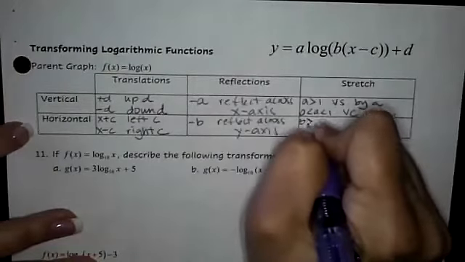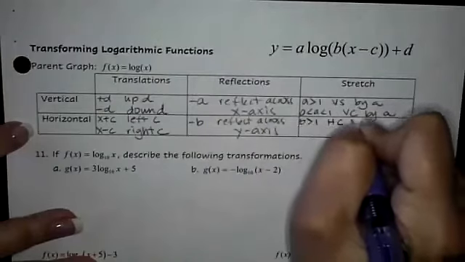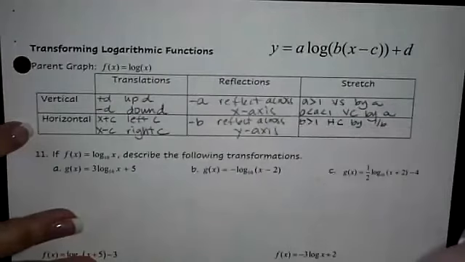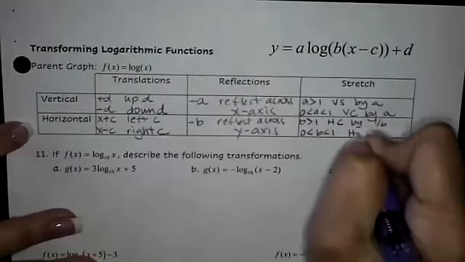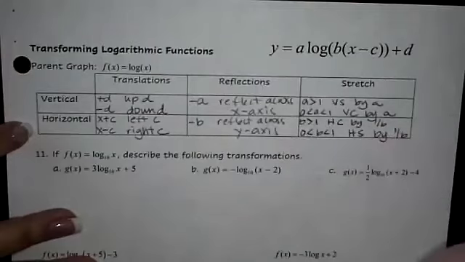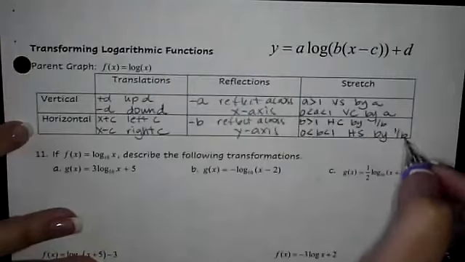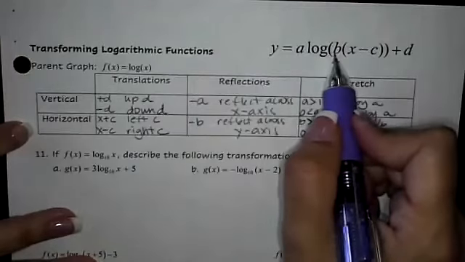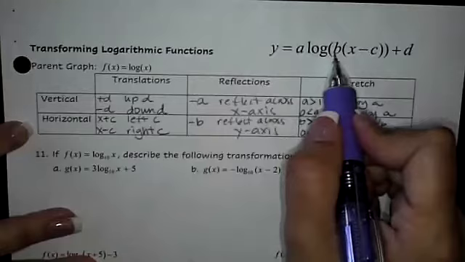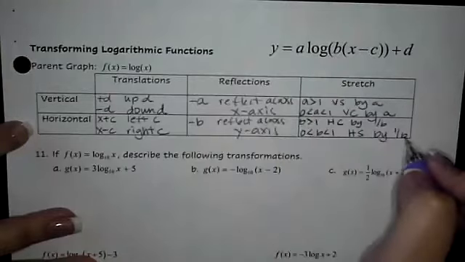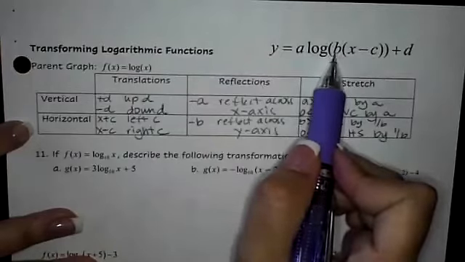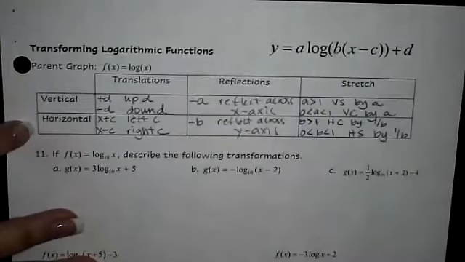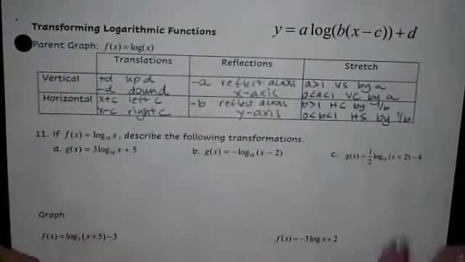If our b value is greater than 1, it is a horizontal compression by 1 over b. And if the b value is between 0 and 1, it is a horizontal stretch by 1 over b. What that means is that you need to flip it to get this scale factor. So if there was a 3 right here, we would say that was a horizontal compression by 1/3. You've got to flip it. If this was 1/4, we would say that's a horizontal stretch by 4 because you flip it for that scale factor. All right, so we're going to look at some of these right here to determine what our transformations are.